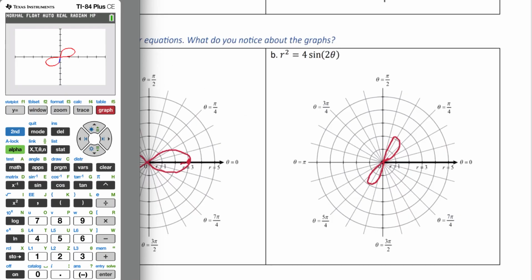So that does it for the different types of polar graphs. We'll see one more video in this section that goes over another cardioid. But once again, we are using technology mainly to help us get these sketches.